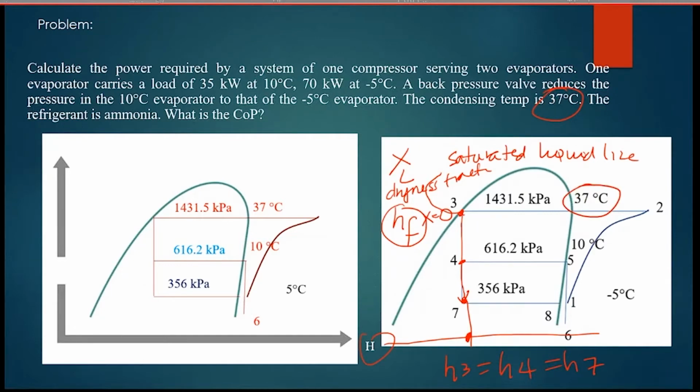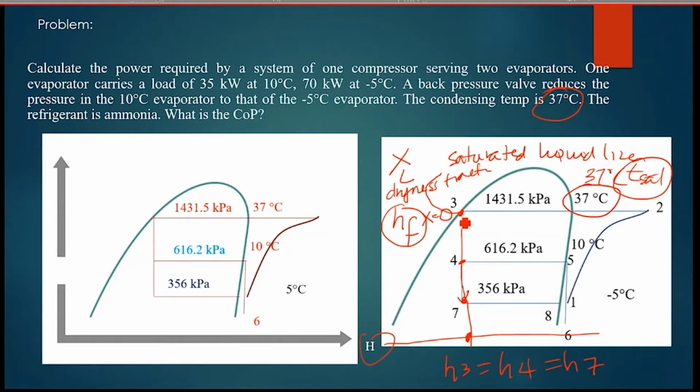So go to the chart. You find the saturated temperature 37, right? So at Tsat, saturated temperature 37 degrees centigrade, all the other values will be given: the enthalpy, the entropy, the volume, and the others. So from saturated temperature 37 degrees centigrade, you will get the HF.